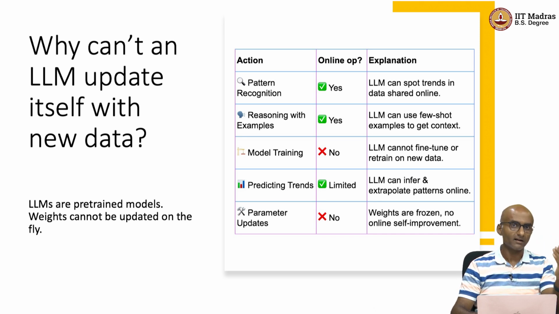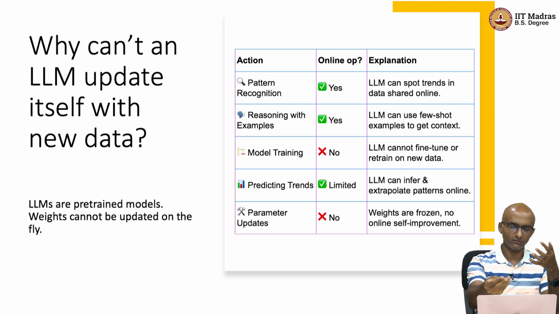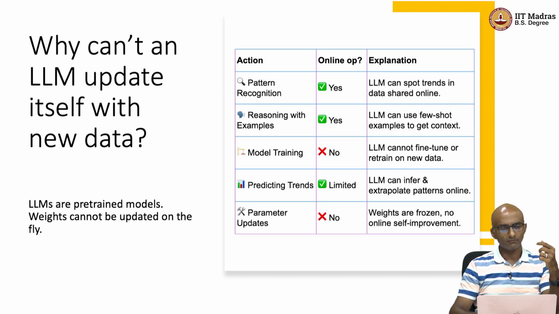So why can't an LLM update itself then with new data? The new data could be new data that's coming in for fine tuning, new data I'm giving it in the context of an application, new information that's available from external sources, etc. Why can't it do it? The main reason is, of course, the LLMs are pre-trained models. They're not online learning models, right? Which means that the weights cannot be updated on the fly. You've got to go through an entire fine-tuning cycle.